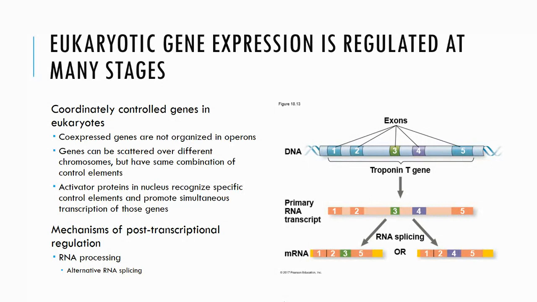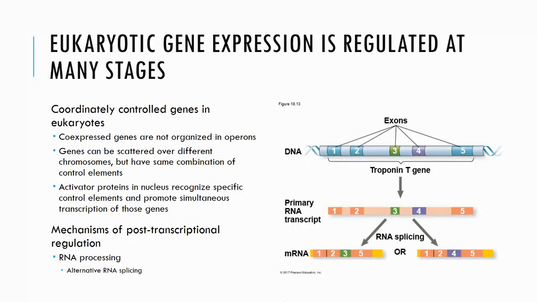There's also some coordinately controlled genes in eukaryotes. So co-expressed genes are not organized in operons. They can be scattered over different chromosomes, but have the same combination of control elements. The activator proteins in the nucleus recognize specific control elements and promote simultaneous transcription of those genes.